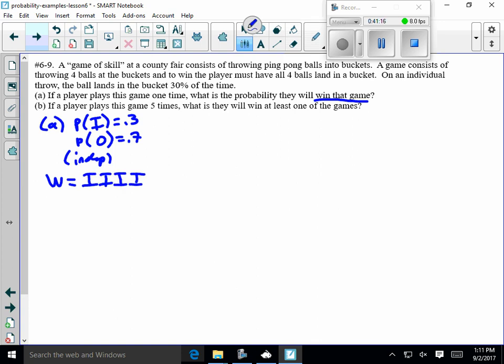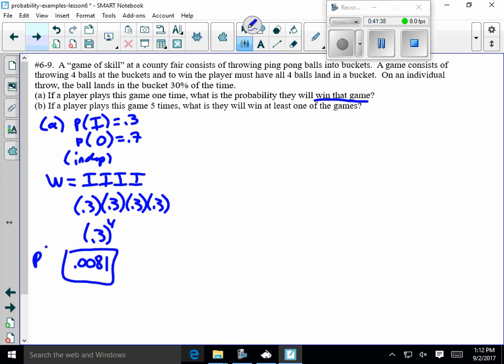All 4 have to land in the bucket, right? So since I have to have in and in and in and in, that means the probability of being in is 30%. The probability of being in the second time is 30% and 30% and 30%. You could write that as 0.3 to the 4th power, and that means the probability of winning is about 0.0081, or 0.81%.